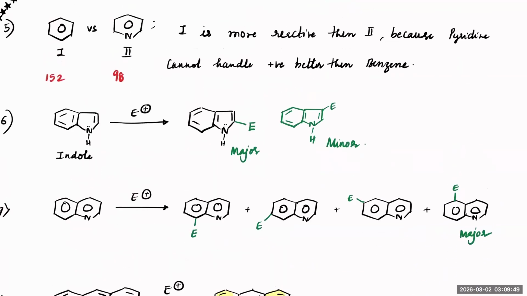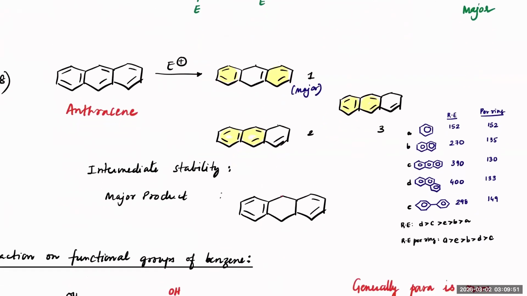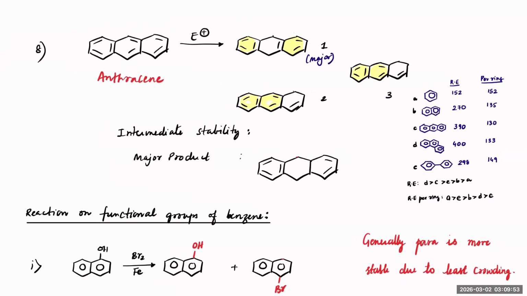Okay, so I hope these three cases are clear. Next, if it comes to anthracene, anthracene has three benzene rings connected with each other. If an electrophile goes, there are three positions where the electrophile can go. One is this one, one is this one, and the other one is this one. So this with positive charge here, and positive charge here.